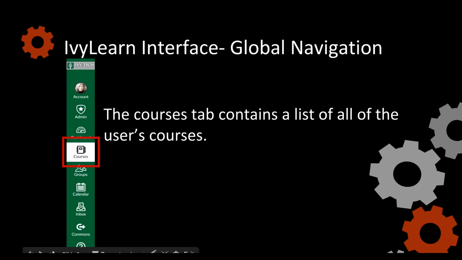We've already talked about the dashboard just a little bit, so we're going to move right down to the courses area. The courses area is a list of all the courses that you're currently enrolled in on the IvyLearn platform. This includes courses that you're teaching and courses that you may be taking as a student. Students also have this button so they can see a complete list of the classes that they're enrolled in.